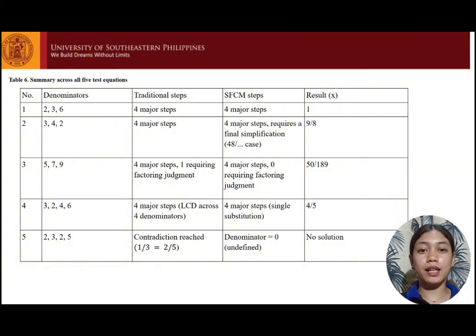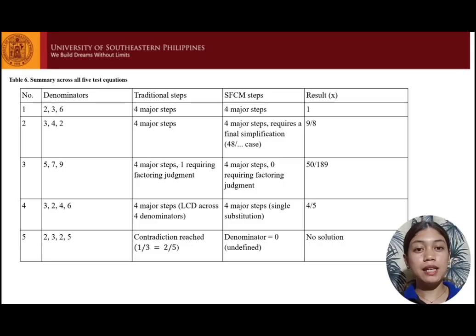Equation 2 is the one case where SFCM comes out slightly behind, because it multiplies straight through the denominators instead of recognizing the shared factor between 2 and 4. It produces the fraction 9 over 8 unreduced, needing one more simplification step that an alert traditional method user could have skipped. And equation 5 shows the two methods diverging in how they report failure.